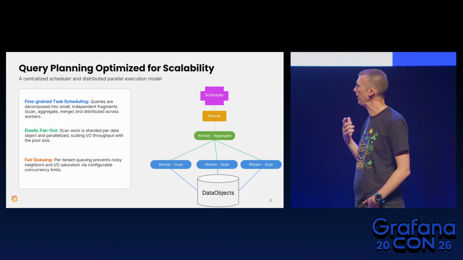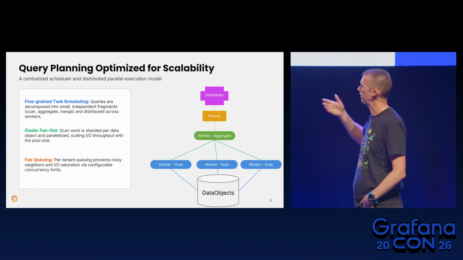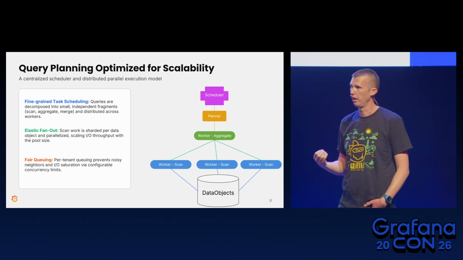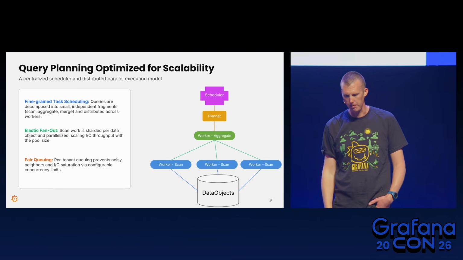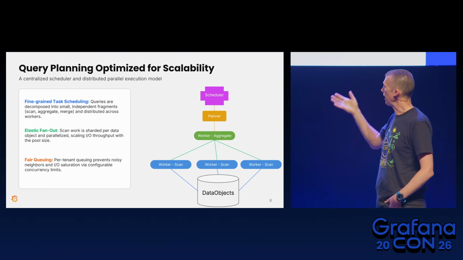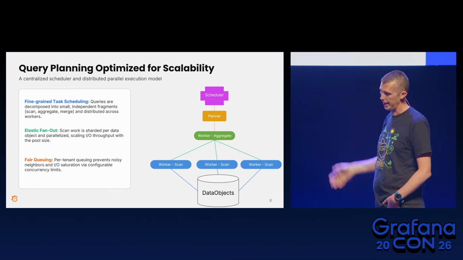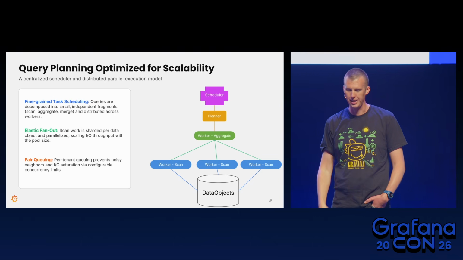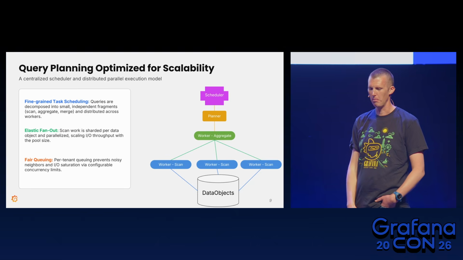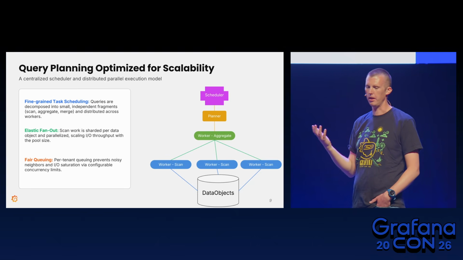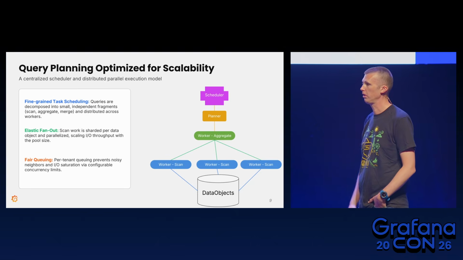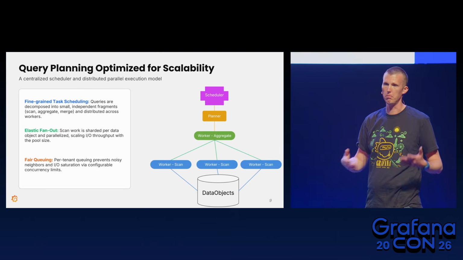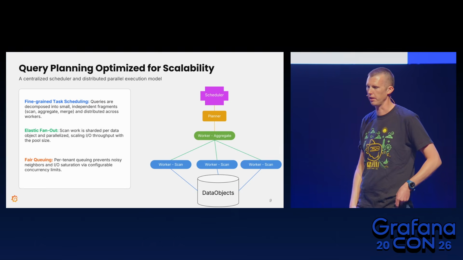The plan is split into fine-grained tasks for scheduling, with these optimizations pushed down into them. This allows the data object scan work to scale out elastically and read less data during scans. Finally, this work is distributed via a tenant-aware queue, so the system is protected from any noisy neighbor queries that another tenant might be running.